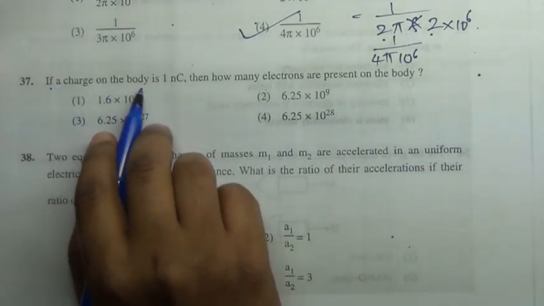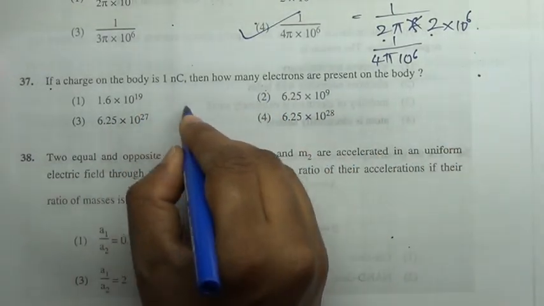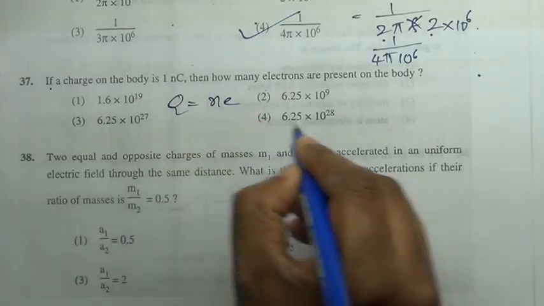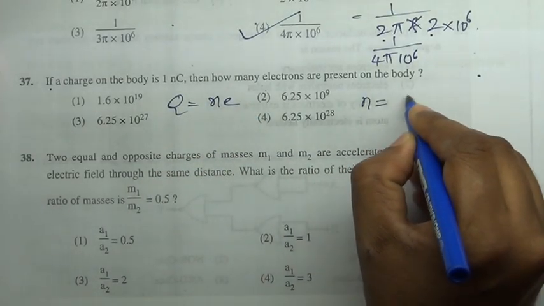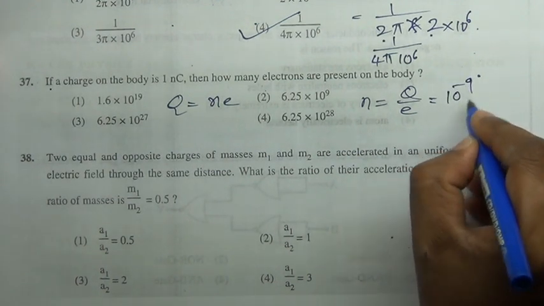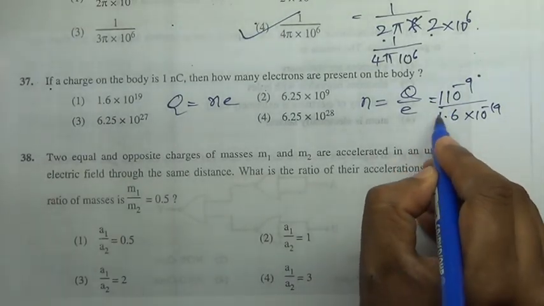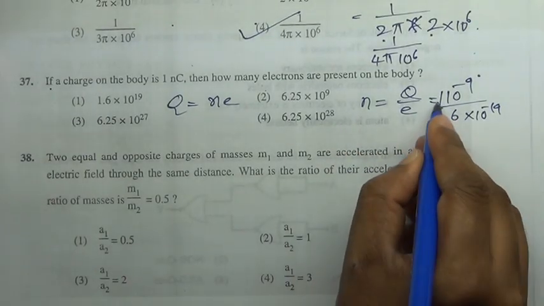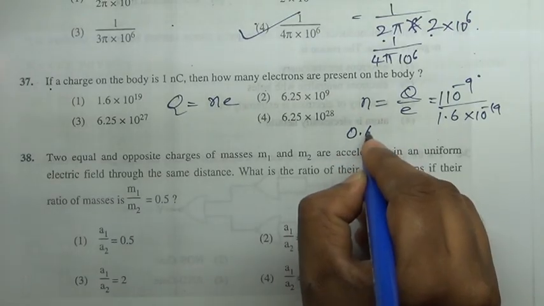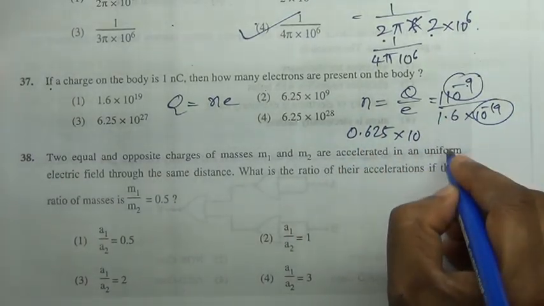If a charge on the body is 1 nanocoulomb, then how many electrons are present on the body? It is based on quantization, Q equals n into e. So n equals Q by e. Q is nano, e is 1.6 10 power minus 19. 1 by 1.6 is nothing but 0.625. This ratio is 10 power 10.